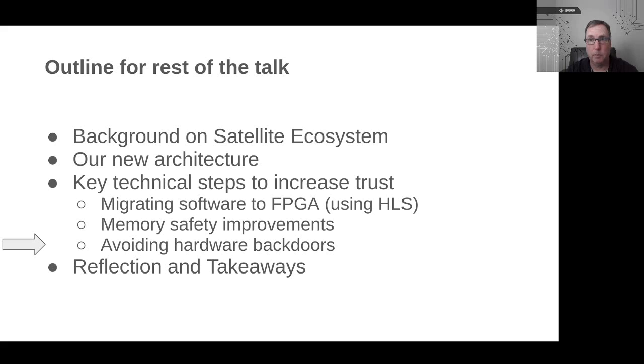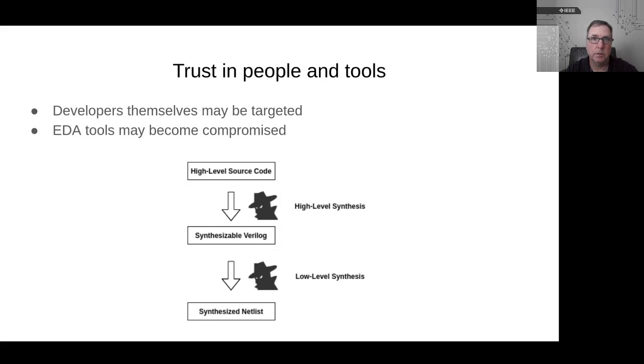Next, I will talk about avoiding hardware backdoors. The traditional concern for hardware backdoors is the insider threat case, where the developer is the bad actor and is intentionally inserting backdoors into hardware designs. But in some cases, the developer is instead the victim and may be targeted by hackers. Specifically, the EDA tools they use can become compromised so that they insert backdoors without the developer's knowledge. Two places in the development flow where this can happen are in the conversion step from high-level code into synthesizable Verilog, and also in the synthesis step, which converts the Verilog code into a netlist.